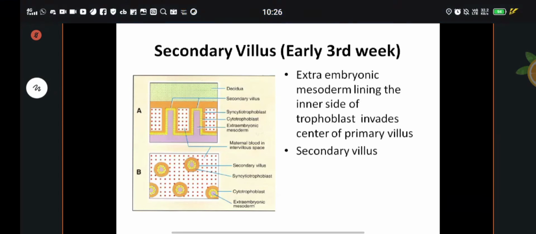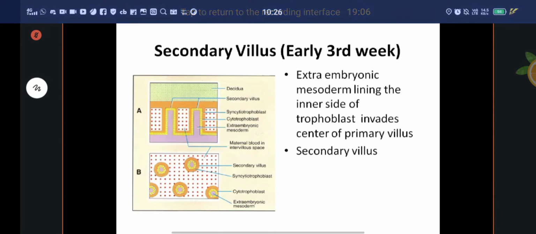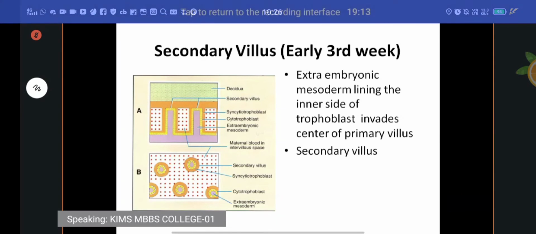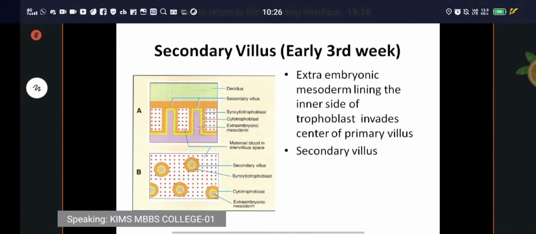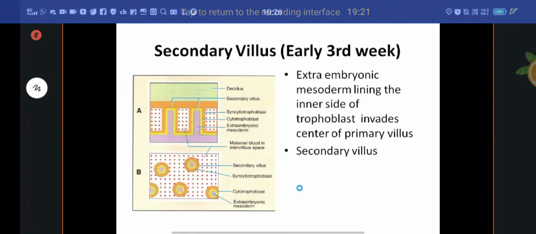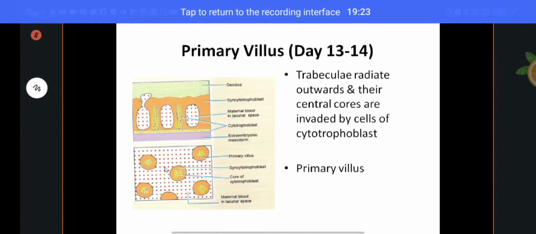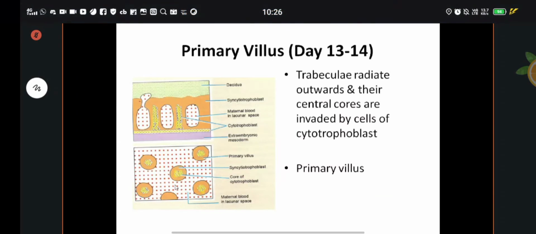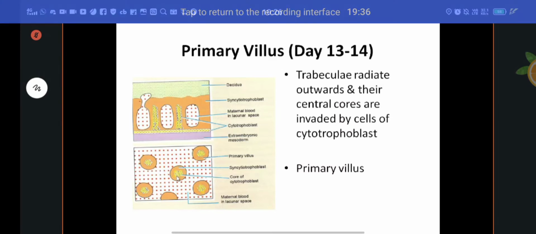Chorionic villi are divided into 3 types: primary villus, secondary villus, and tertiary villus. Primary villus is formed when the innermost cytotrophoblast cells invade the syncytiotrophoblast. In a cut section of a primary villus, what we see is outer syncytiotrophoblast and inner cytotrophoblast. It is seen on day 13 or 14 of development.